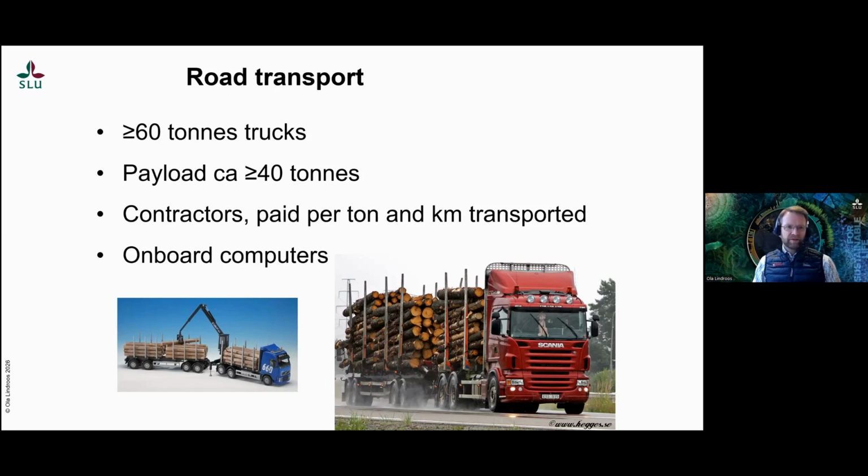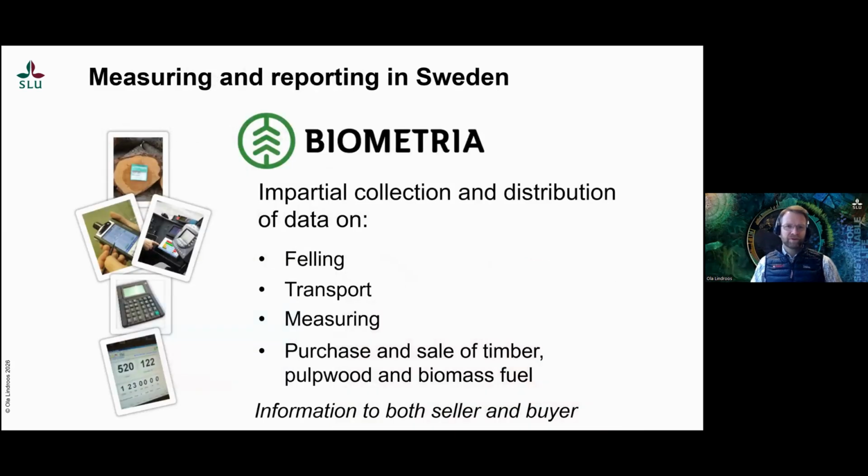So that is kind of the standard normal system with the machines and so on. And then I will touch slightly upon something that is not as often touched upon when we talk about forest operations, and that is the measuring and the reporting, especially in Sweden.